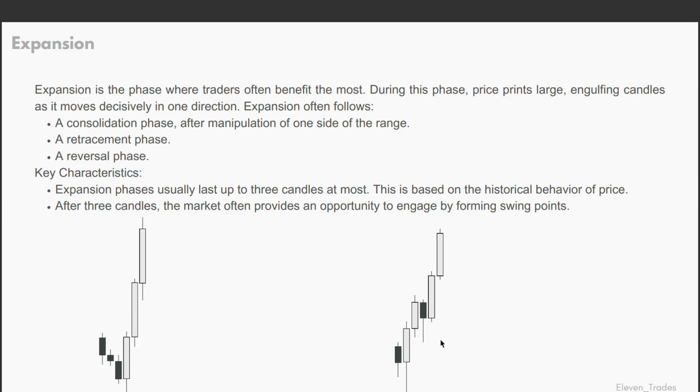Maximum expectation for the expansion is 3 candles. This is the historical behavior of price action. The price will expand for 3 candles. Then it should change the phase of price delivery, transitioning into consolidation or retracement.